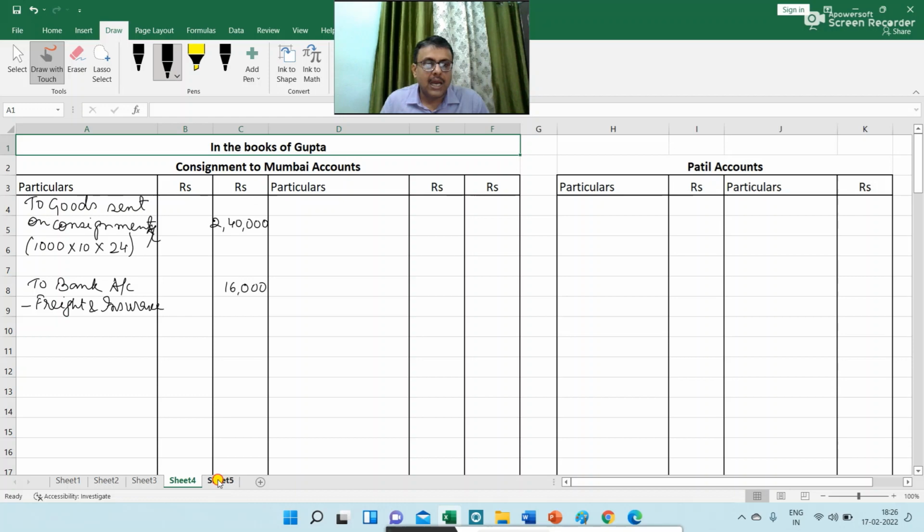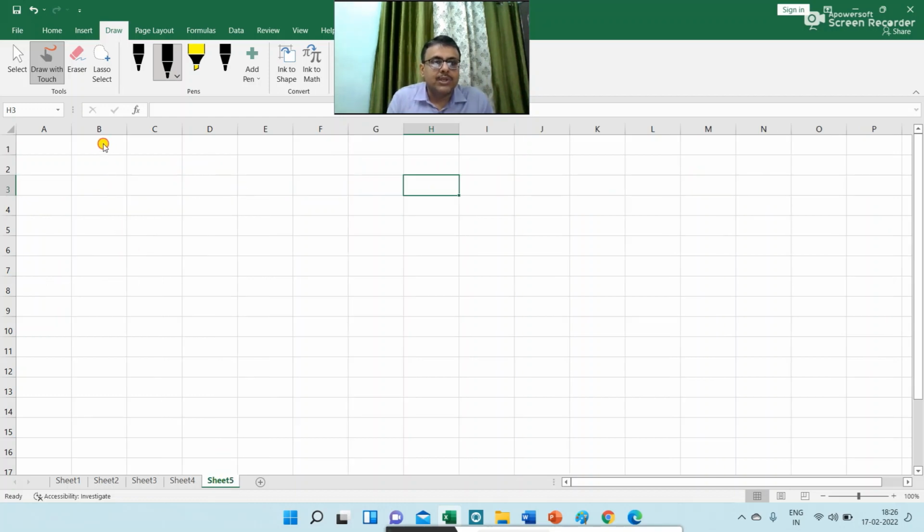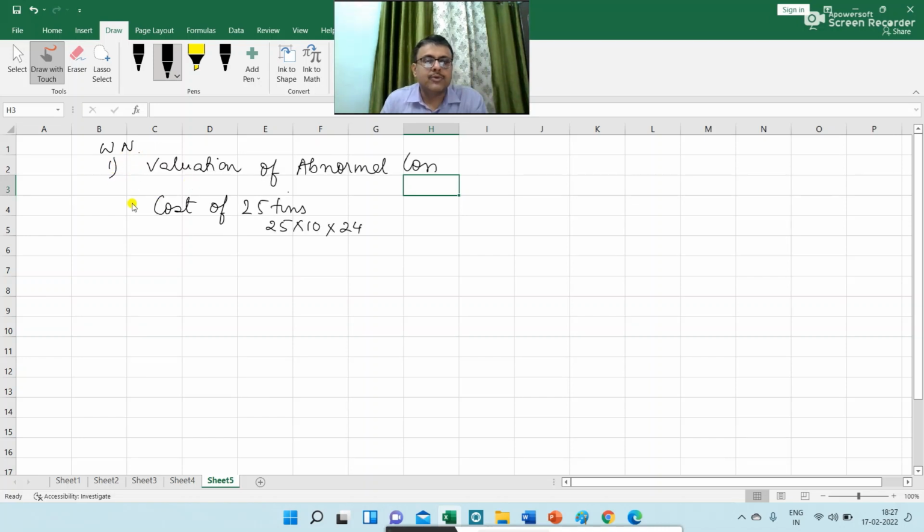Next is, during transit, 25 tins were destroyed by an accident and the insurance company paid rupees 5,000. So here I will do a small working, working note number 1, for valuation of abnormal loss. You need to calculate the cost of the 25 tins destroyed by the accident. Each tin contains 10 kg of oil and 1 kg of oil costs 24 rupees. So 25 into 10 into 24 is 6,000 rupees.